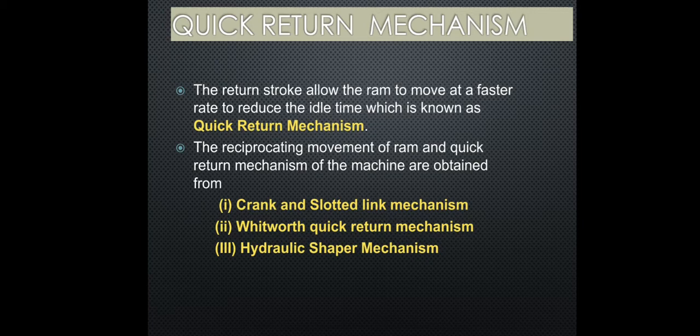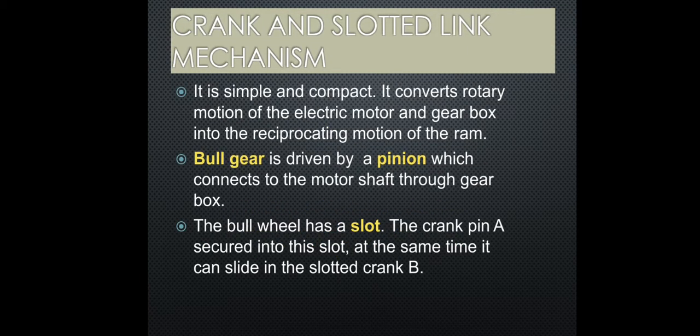Because in a shaper material is removed only in the forward stroke, and in the return stroke no material is removed from the workpiece, we use a quick return mechanism. There are three different types of quick return mechanisms: the crank and slotted link mechanism, the whitworth quick return mechanism, and the hydraulic shaper mechanism. The crank and slotted link mechanism is simple and compact, and it converts the rotary motion of the electric motor and gearbox into the reciprocating motion of the ram.